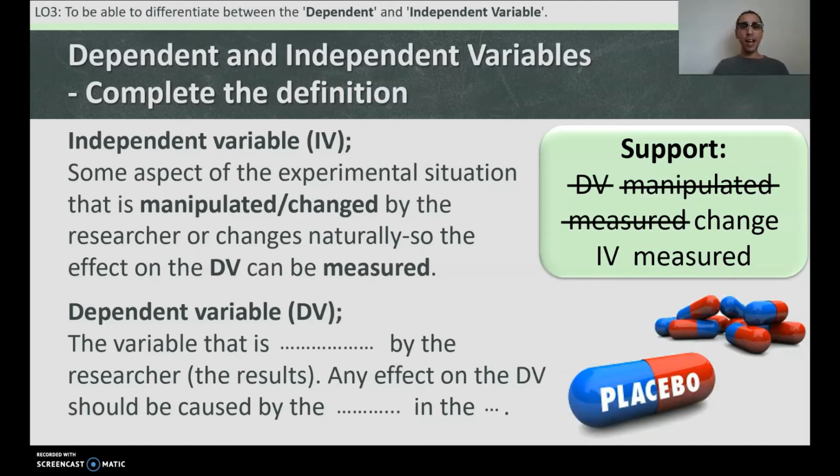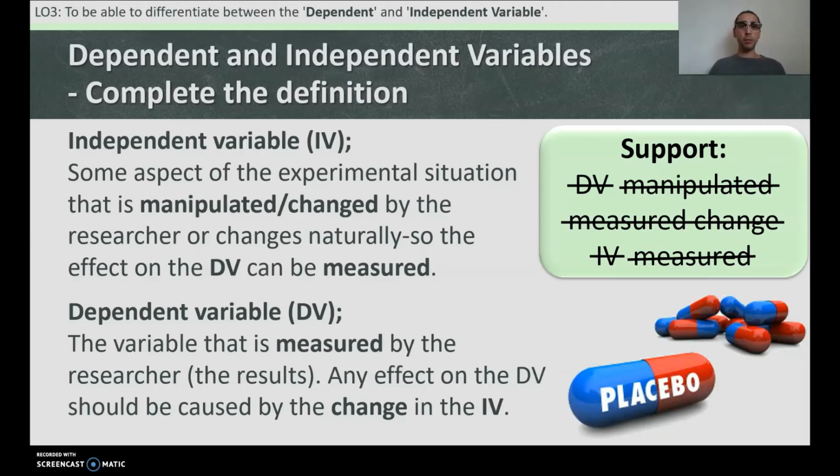Dependent variable, DV. The dependent variable is the variable that is measured by the researcher. The results. Any effect on the DV should be caused by the change in the IV. Yes. Good. Independent variable: some aspect of the experimental situation that is manipulated or changed by the researcher or changes naturally, so the effects on the DV can be measured.